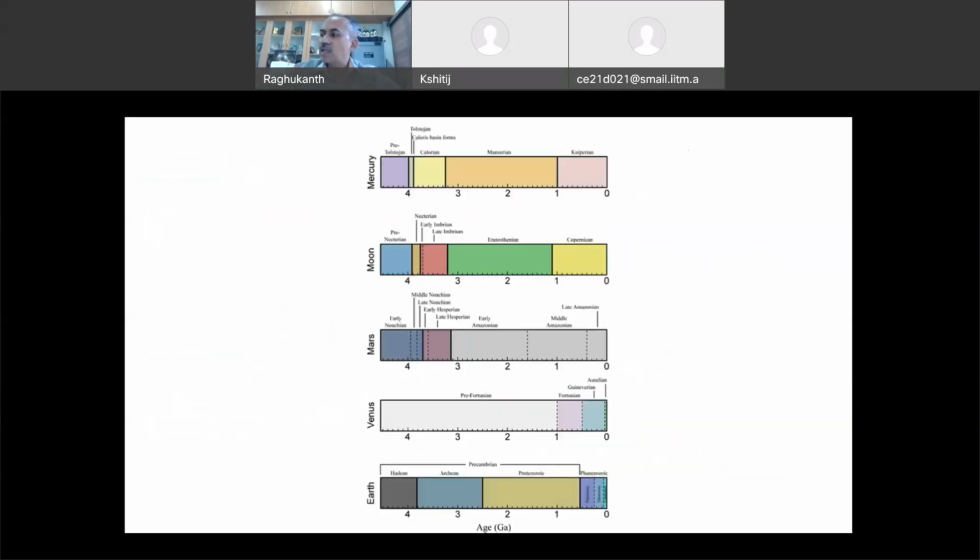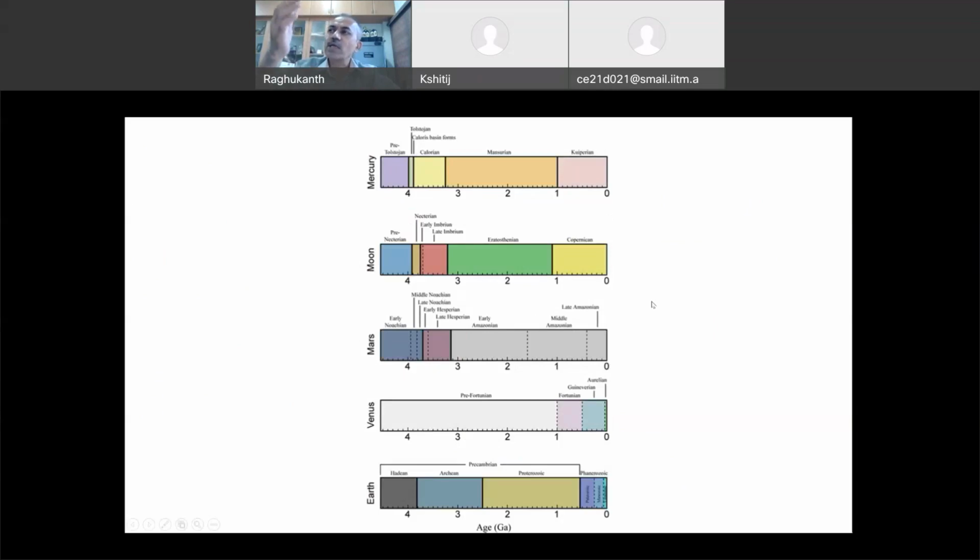Now, similarly, these geological time scales. I showed you the geological time scale on Earth, but in planetary geology, you have to construct these types of time scales on other planets also. How do they construct them on other planets? For example, the Moon. Say we want to construct a geological time scale.